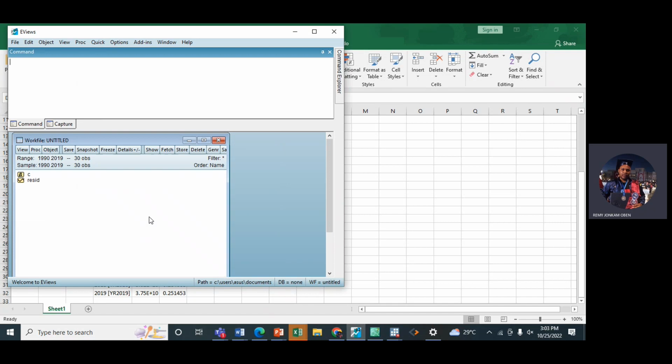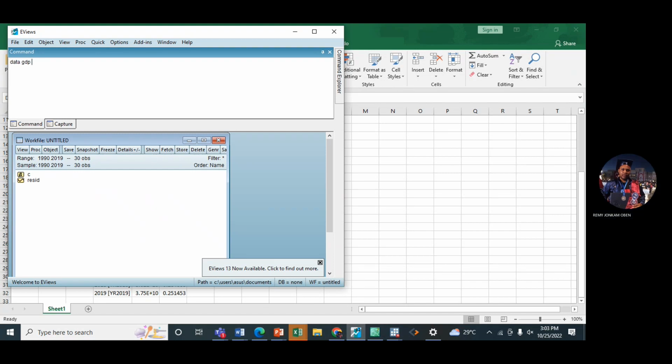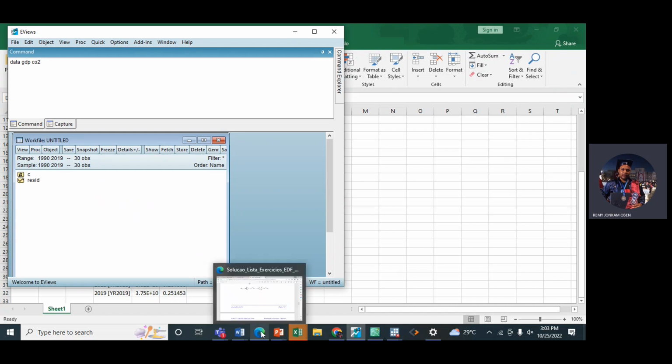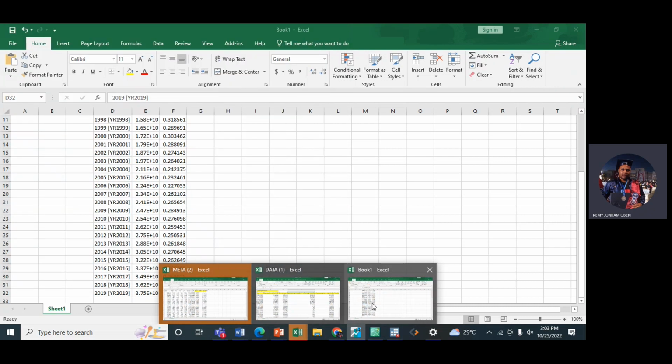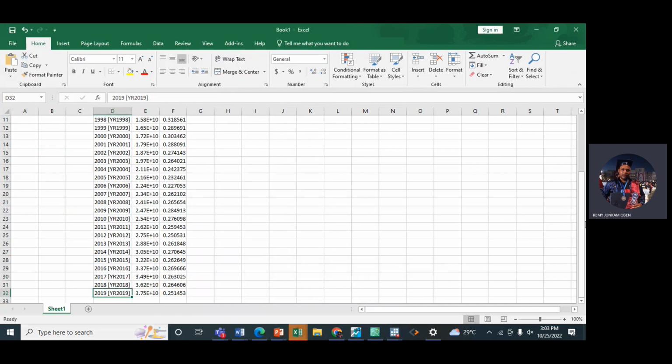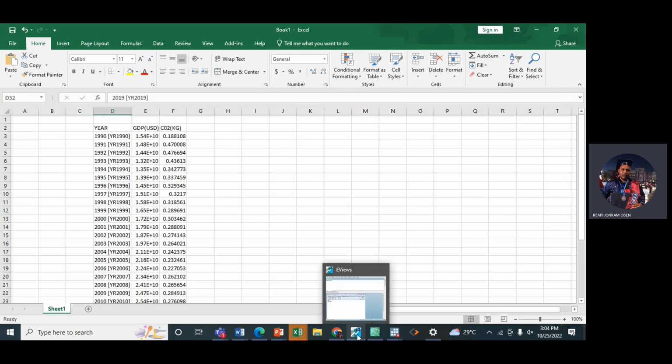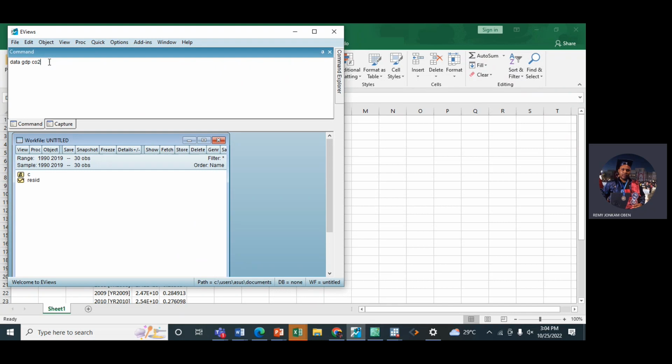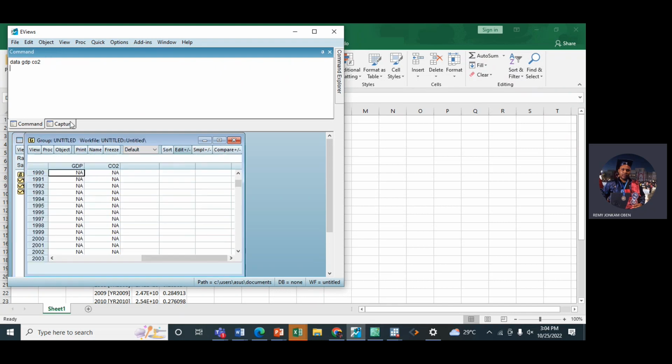Okay. Now I need to input the command for the data. Data GDP CO2. We have just two variables, right? Let me check. Yes, just two variables. Of course, it's simple regression, so we should have just two variables. GDP CO2. That's fine. So once you do that, just press enter. You have the workfile, which opens.